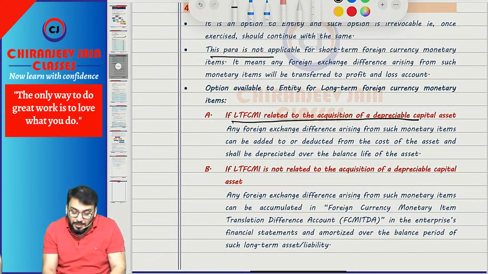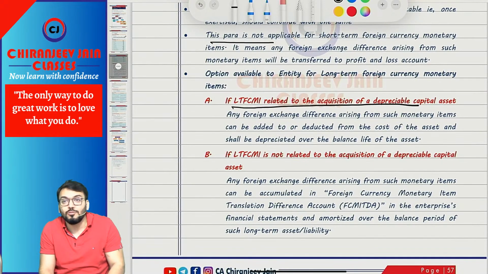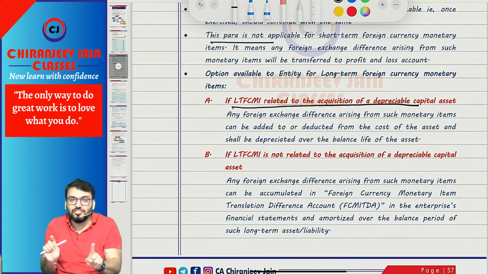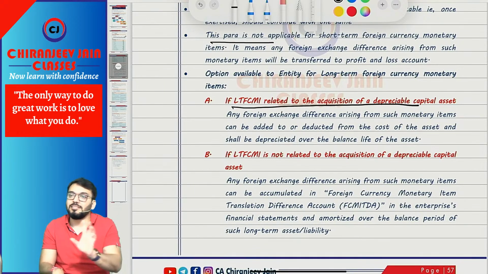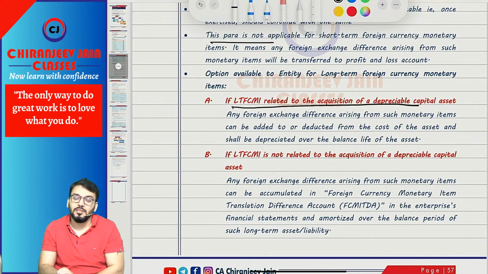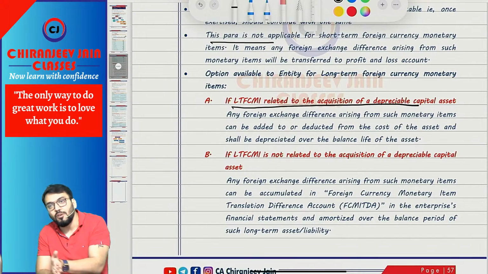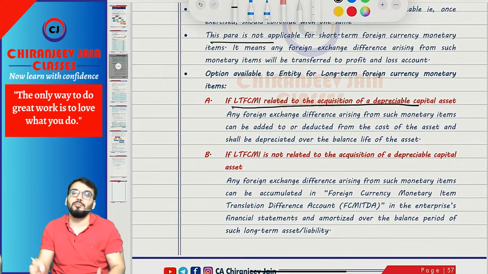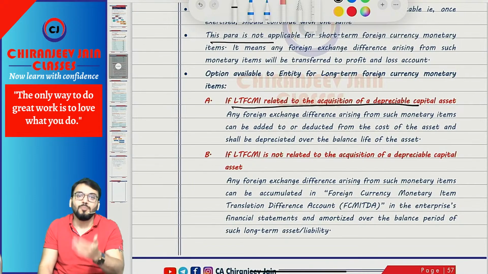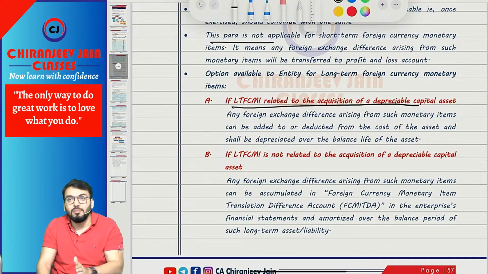Understood? Correct. However, if the long-term foreign currency monetary item is not related to the acquisition of a depreciable asset, for example, acquisition of land or any other purpose, in that case, any exchange difference on such foreign currency monetary item will be accumulated to a special account. That special account is known as the FCMI TD account, foreign currency monetary item translation difference account. Any balance of it will be amortized during the life of the foreign currency monetary item on a straight line basis. So suppose you have taken a foreign currency loan of 3 years. So this balance will be amortized in 3 years on SLM basis.